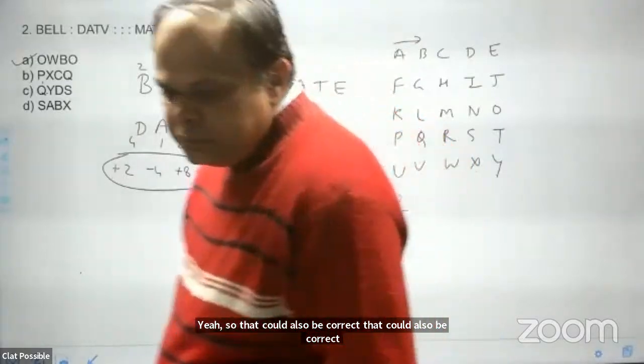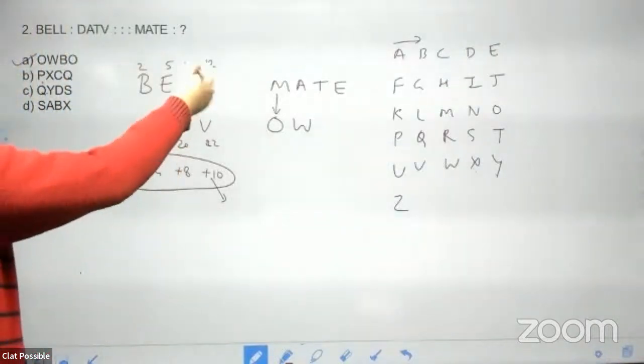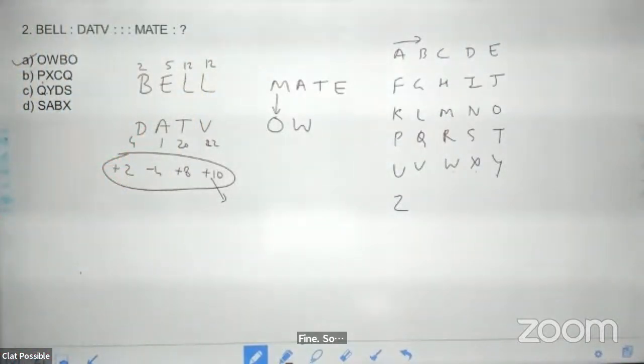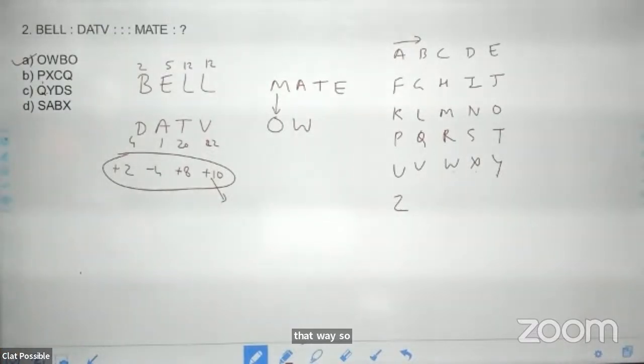Fine. So minus 16, he's going back, 12 minus 27 that way. So okay. Yeah.